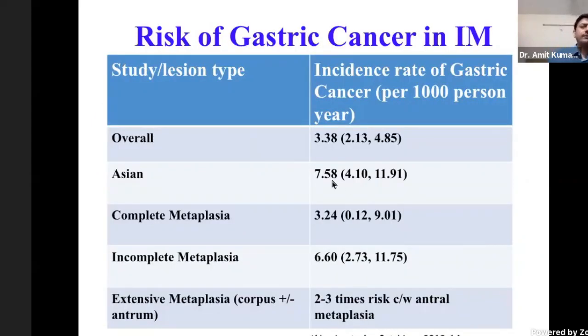So all intestinal metaplasia is not the same, okay? The risk of gastric cancer depends on other features as well. So if somebody is Asian, the risk is higher. In incomplete metaplasia, the risk is more than it is in complete metaplasia.